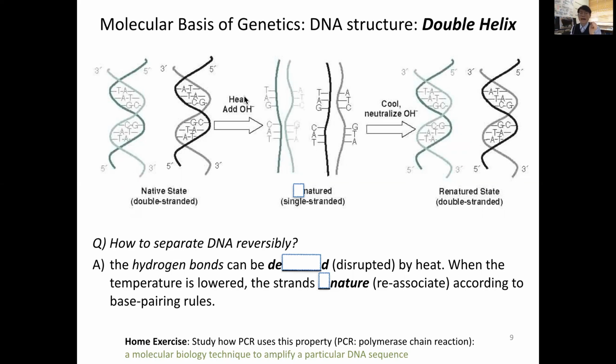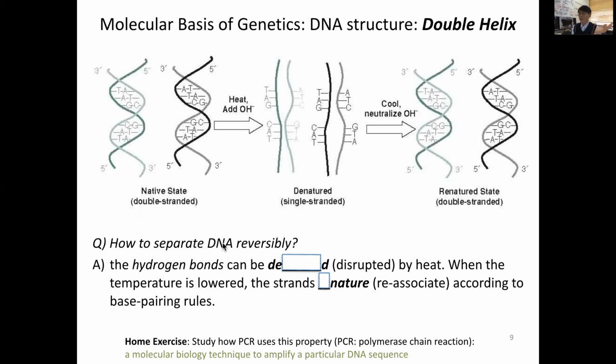But if you add heat or OH minus, they can interfere with the hydrogen bonds and the strands can detach, and that we call denaturation, so that we can make this DNA single-stranded temporarily. And if you cool down, they actually come back together. That we call the renatured state. And this is very important to manipulate our DNA.